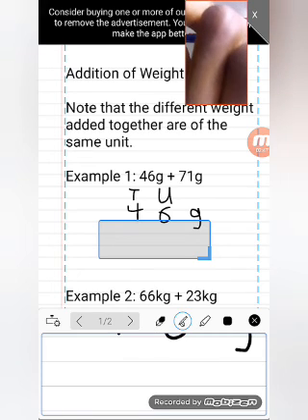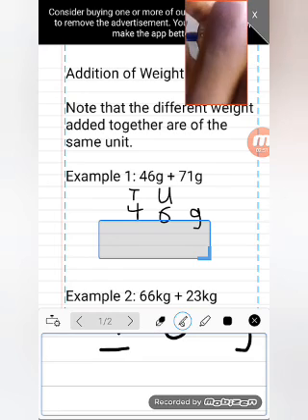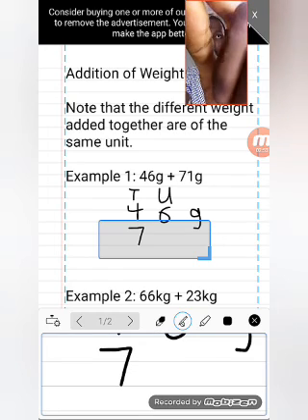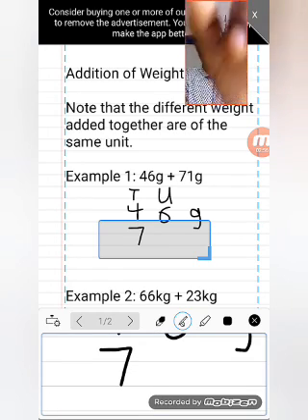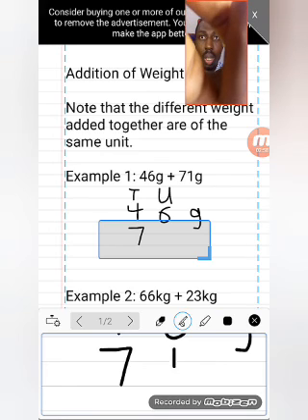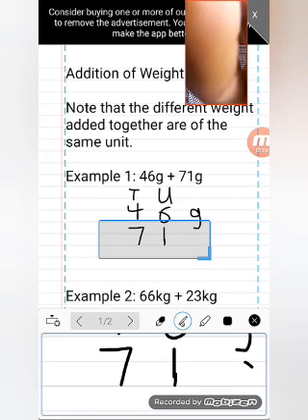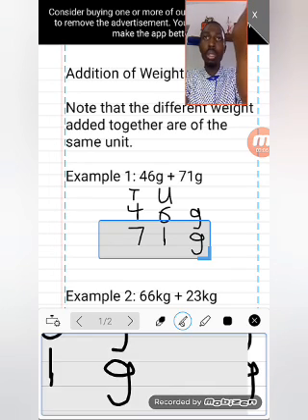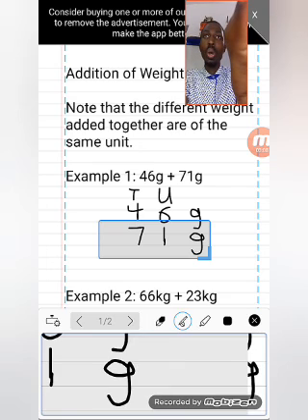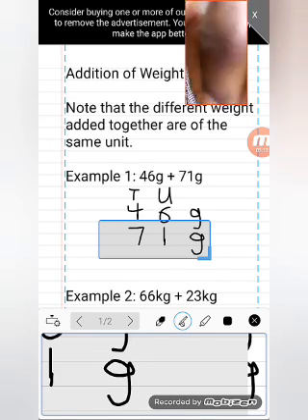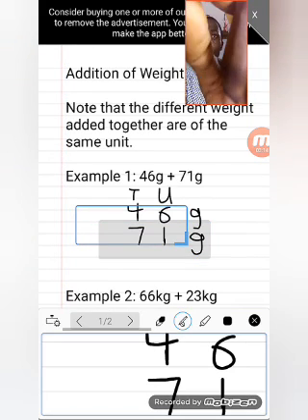Now the 7 is in tens, that's 70. So we write the 7 digits under the tens. Then we write the 1 under the unit. Under the unit. Now remember, we write the unit of weight it has, which is gram, and that is represented by g. So we ensure you write the sign.